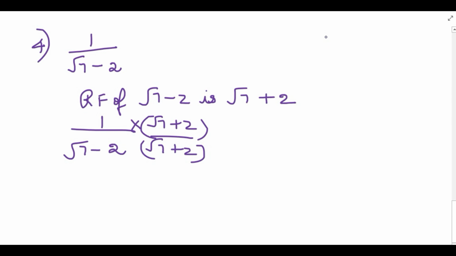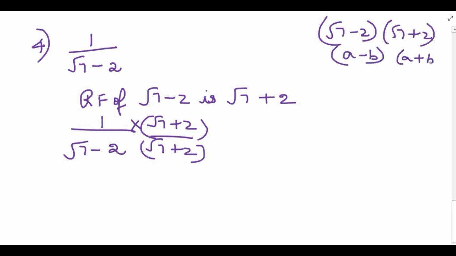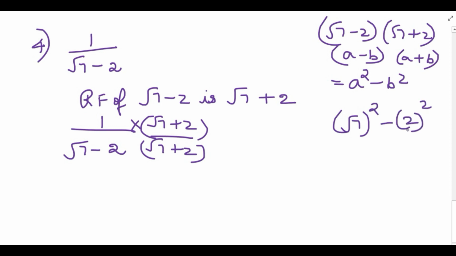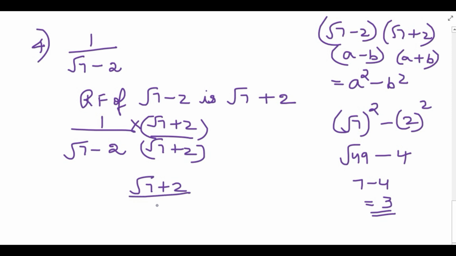Now we will simplify the denominator, root 7 minus 2 into root 7 plus 2. This is in the form of a minus b into a plus b, which is equal to a square minus b square. So in the place of a I have root 7, but in the place of b I have only 2. You have to be careful. There is no root for 2. Now root 7 the whole square is root 49. 2 square is 4 and root 49 is 7. So 7 minus 4 is 3. So I can write the numerator root 7 plus 2 and the denominator is 7 minus 4, which is equal to 3.